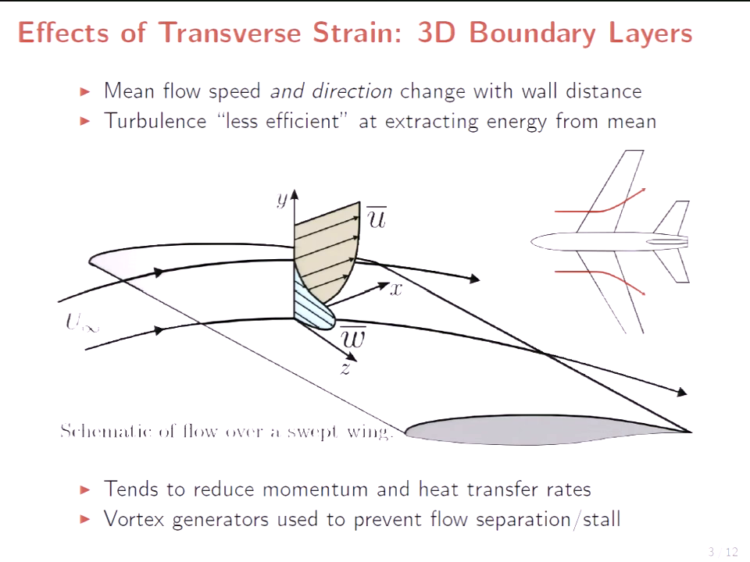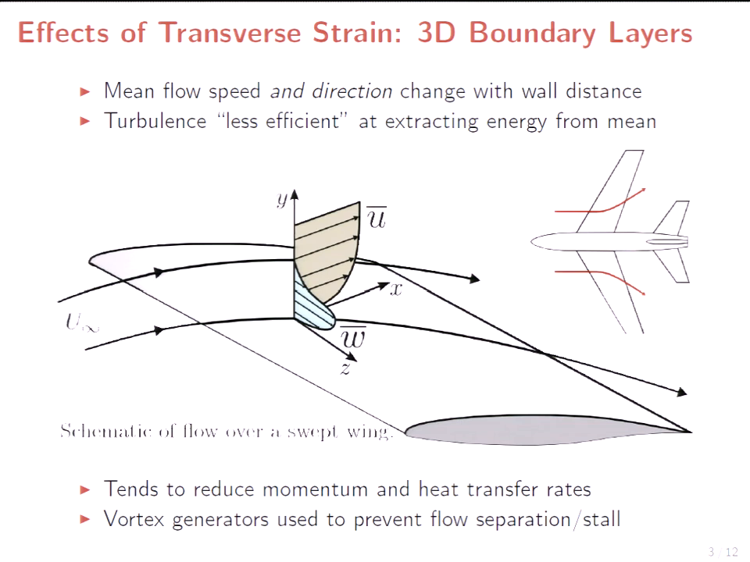In the context of these span-wise pressure gradients or effects of transverse strain, so just forces that are orthogonal to the mean flow direction, what happens when you do that? The mean flow speed and direction will change with wall distance. I'm showing here a schematic of flow going along an airfoil or wings on an airplane. You can see that you have a mean velocity that's directed nominally in the direction of the free stream velocity, but there's also a development of a transverse or span-wise velocity component that varies with height.